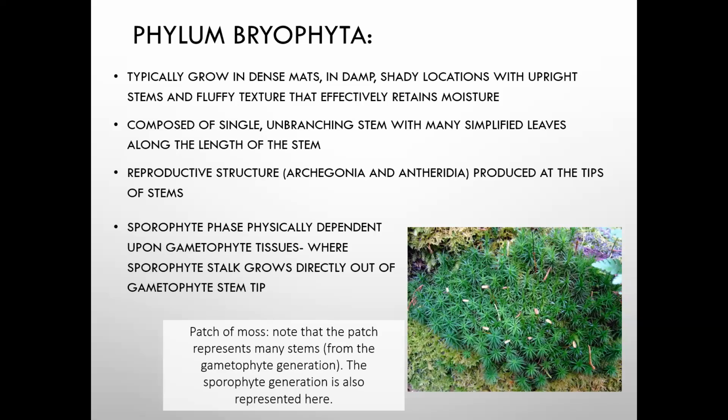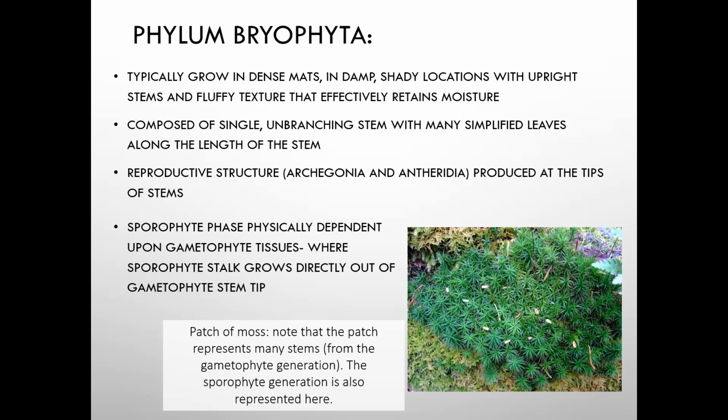Phylum Bryophyta. These are the mosses. They typically grow in dense mats and damp, shady locations with upright stems forming a fluffy texture that effectively retains moisture, kind of like a sponge. They're composed of single unbranching stems with many simplified leaves along the length of the stem. And the reproductive structures, archegonia or antheridia, are produced at the tips of each stem.